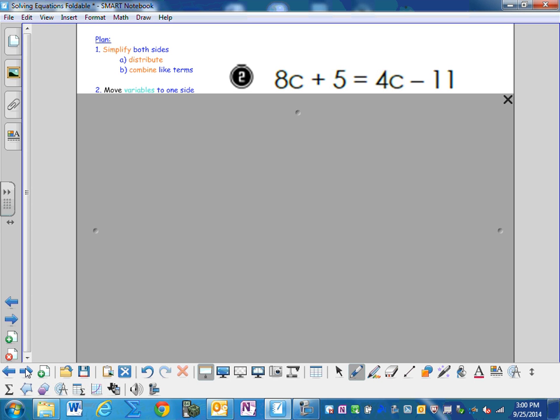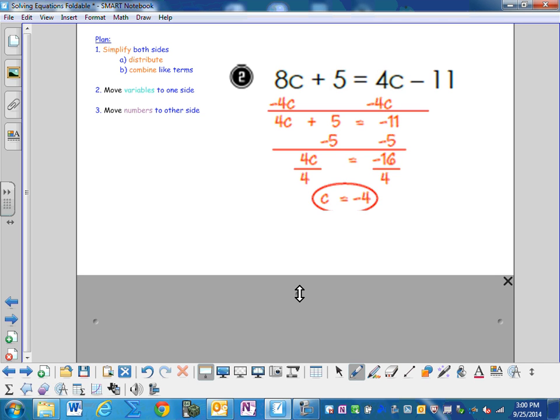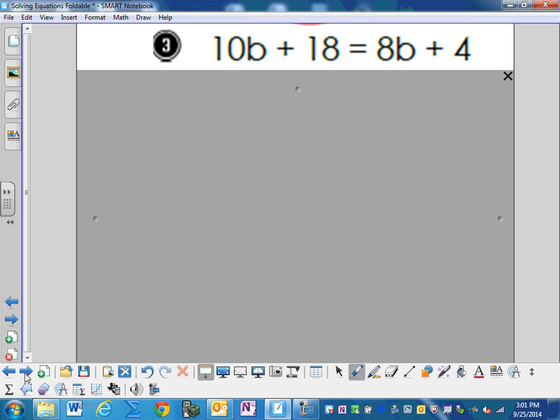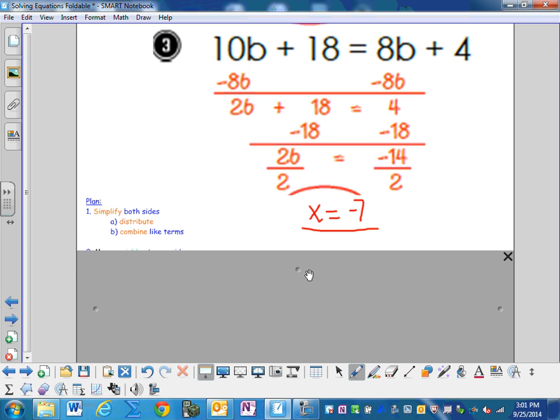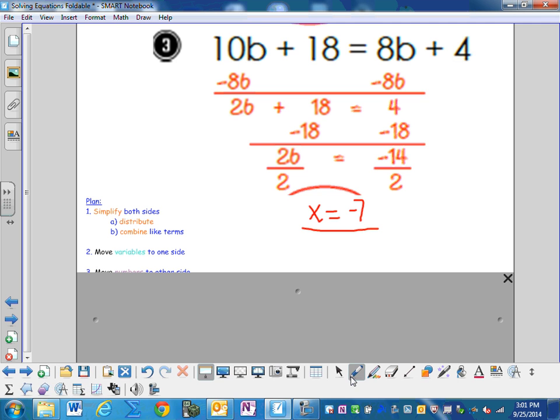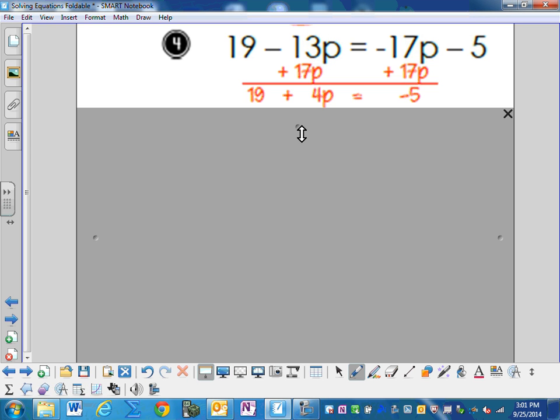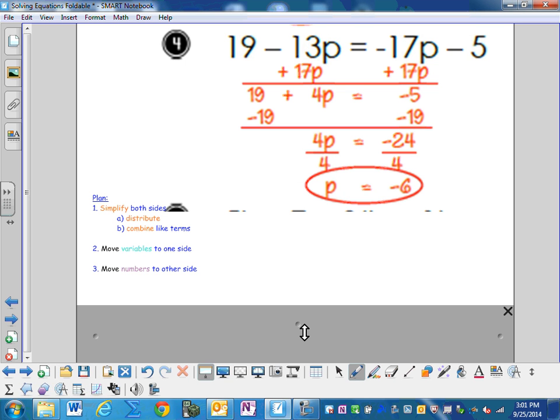Try number 2. C equals negative 4. Try number 3. B equals negative 7. Try number 4. P equals negative 6.